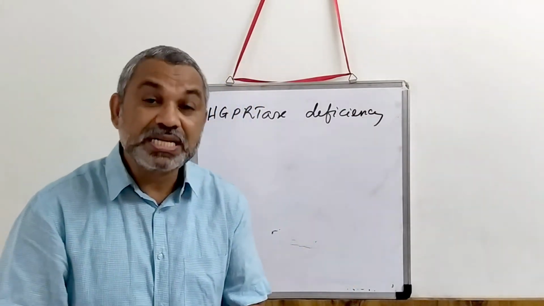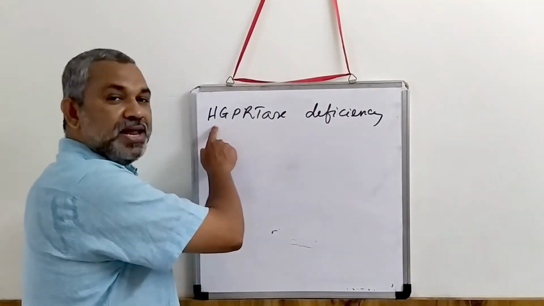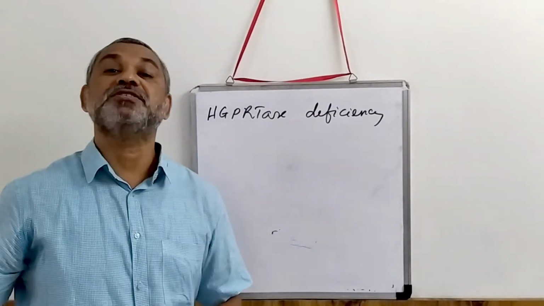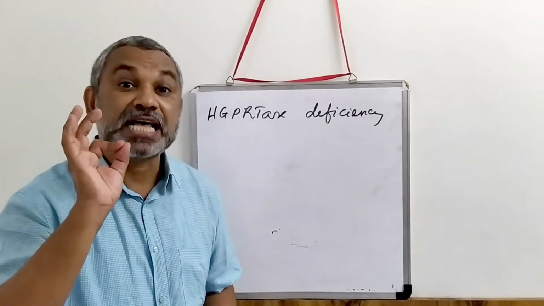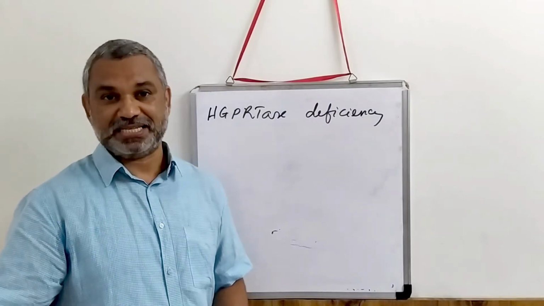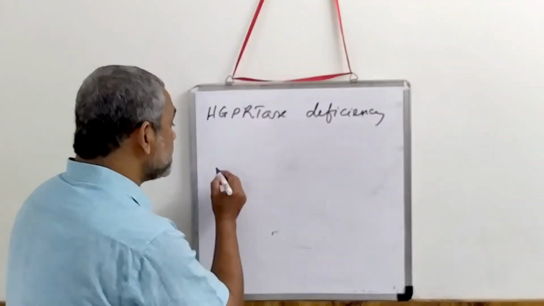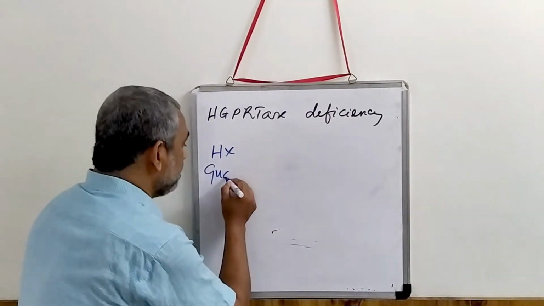Okay, what is the full form of HGPRTase? Hypoxanthine guanine phosphoribosyl transferase. What is the role of this enzyme? In the salvage pathway of nucleic acid. What does the salvage pathway mean? It is to save hypoxanthine and guanine.